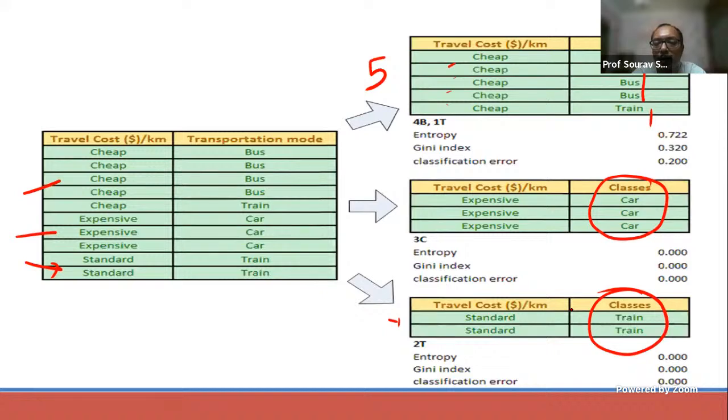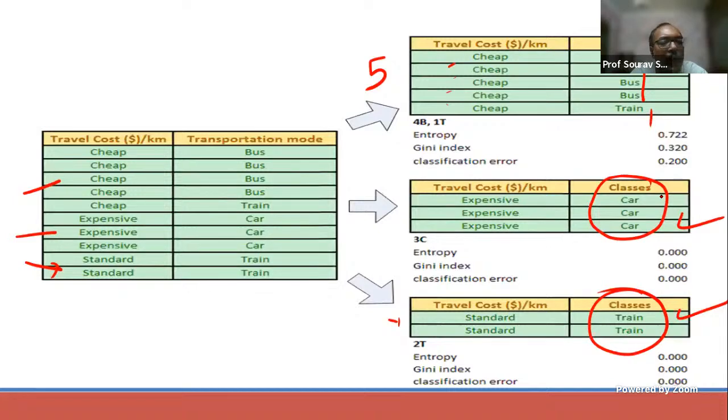As you can see, for travel cost expensive and travel cost standard, my target or my decision has already become homogeneous, so I don't have to take any further decision on this. Travel cost expensive, answer is car. Travel cost standard, answer is train. No problems with that. Travel cost cheap, there is some problem, because it is not homogeneous. It is split between these 2 classes of bus and train.